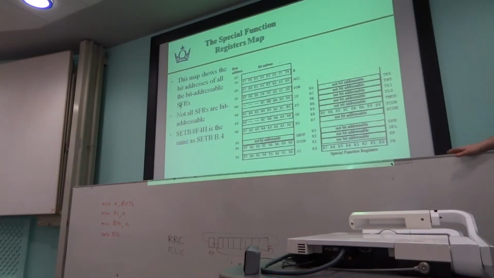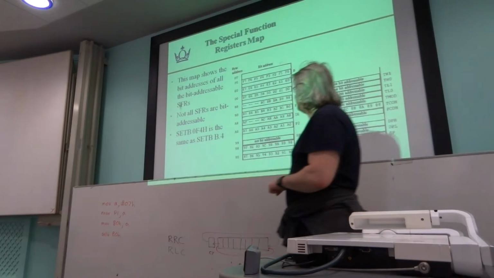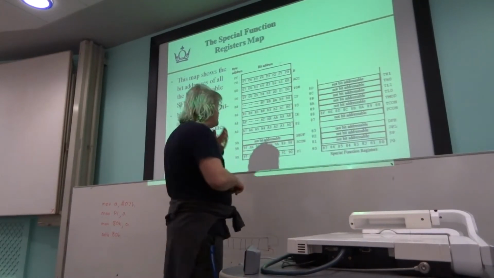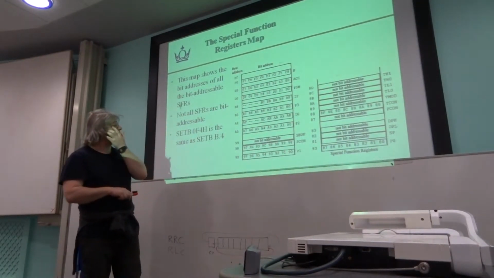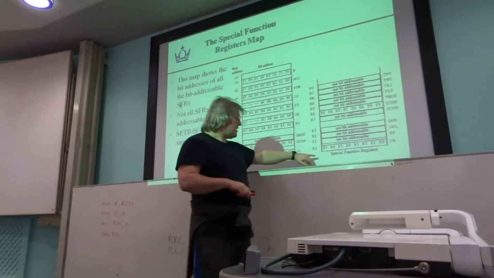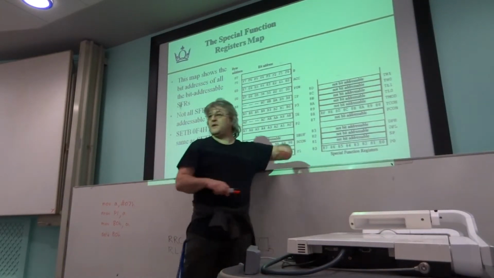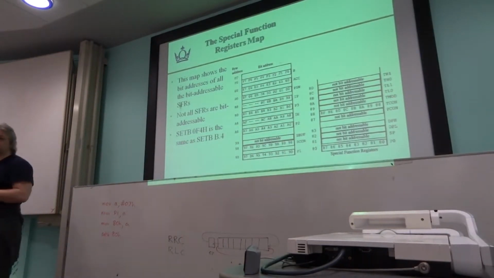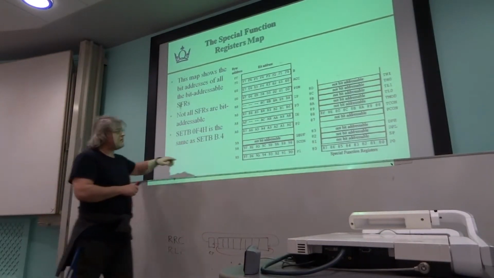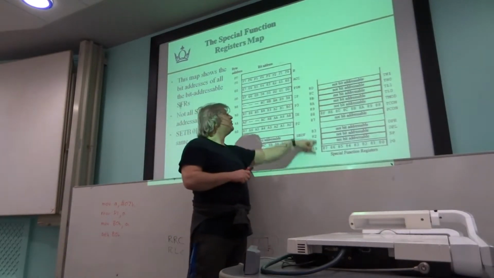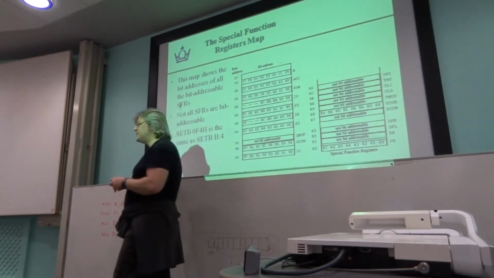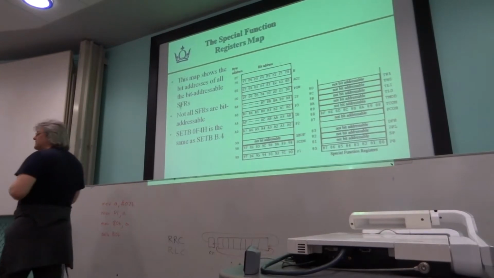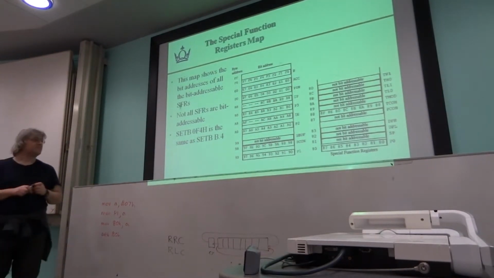So for those of you with remarkably good eyesight, you might just be able to read this. This is showing you all the special function registers, I think. Yes, because 7F and below is all the low 128 bytes of internal data memory. So starting from hex location 80 upwards is the upper 128 bytes of internal data memory in the 8051.